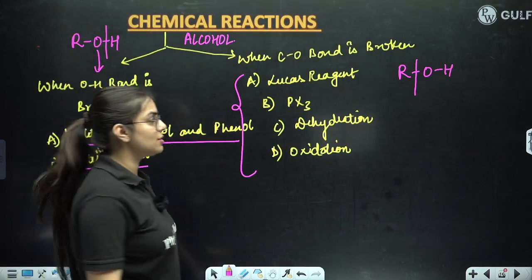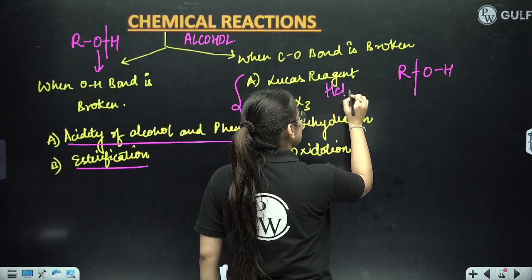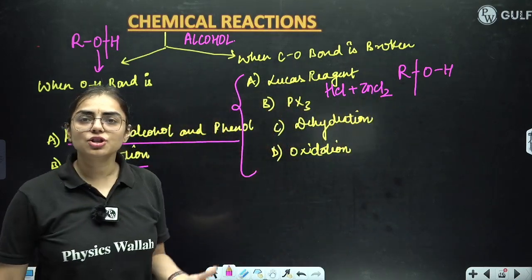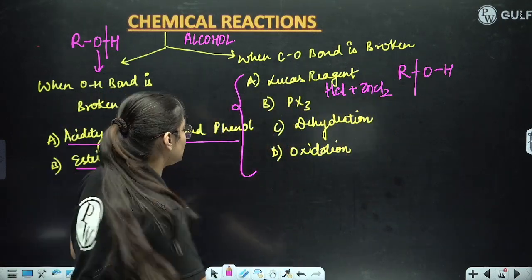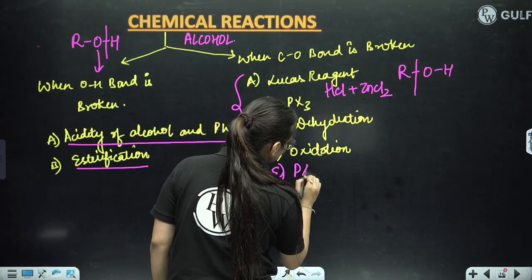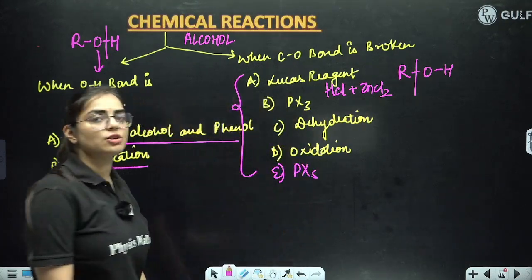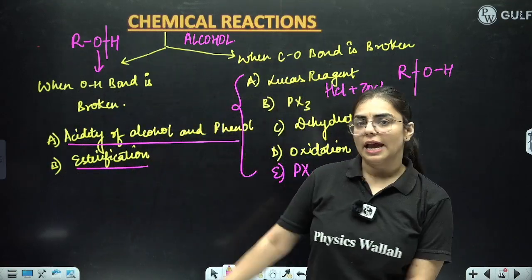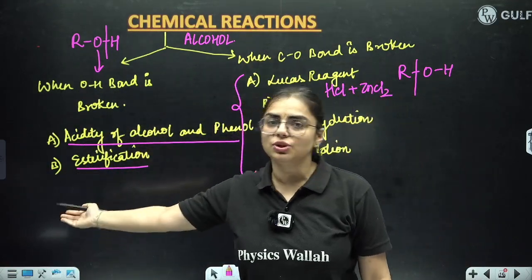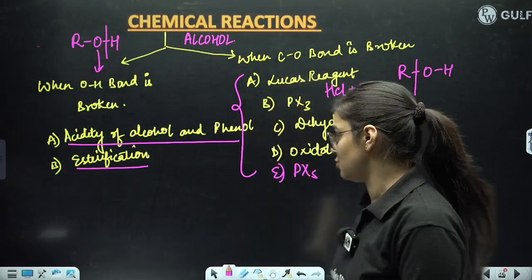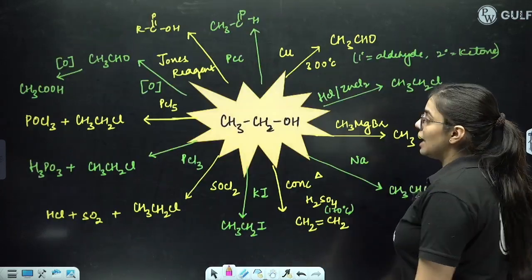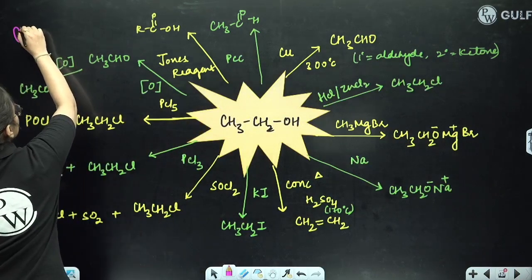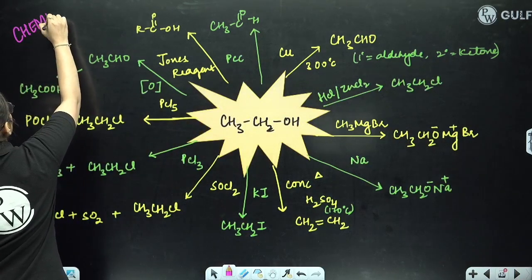Lucas reagent, what is a Lucas reagent? When you are taking HCl and ZnCl2, that is your Lucas reagent. What else reaction you are going to do with PX3? Even with PX5 as well. Then is dehydration and then is oxidation. So these reactions occur when you're going to break the RO bond, and when you're going to break the OH bond, these two things will occur, acidity and the esterification reaction. Now students, these are the chemical properties. I have lined up all the chemical properties on a single sheet.